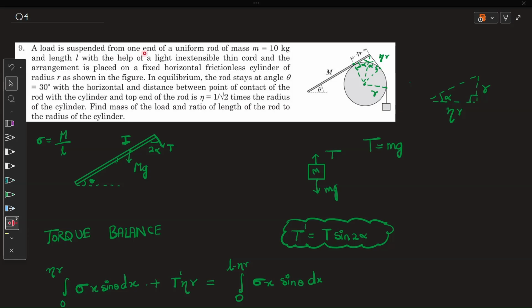Question number 4. A load is suspended from one end of a uniform rod of mass 10 kg and length L with the help of a light inextensible thin cord, and the arrangement is placed on a fixed horizontal frictionless cylinder of radius R, as shown in the figure. In equilibrium, the rod stays at an angle theta, which is 30 degrees with the horizontal, and the distance between the point of contact of the rod with the cylinder and the top end of the rod is eta, which is 1 by root 2 times the radius of the cylinder. Find the mass of the load and the ratio of the length of the rod to the radius of the cylinder.